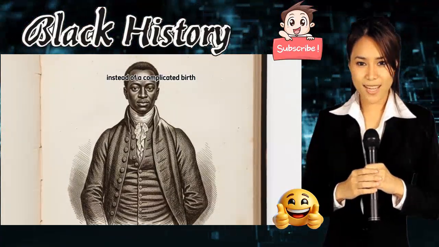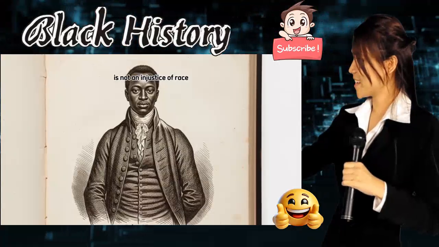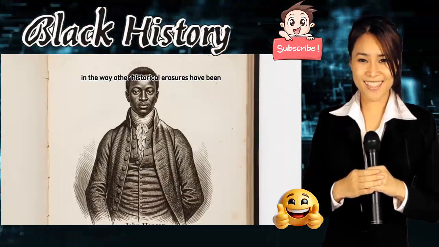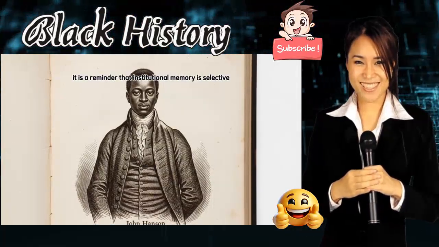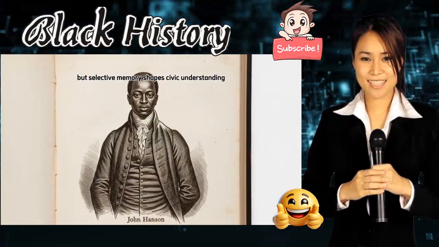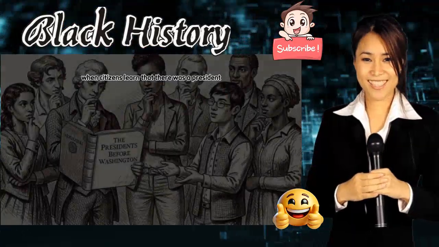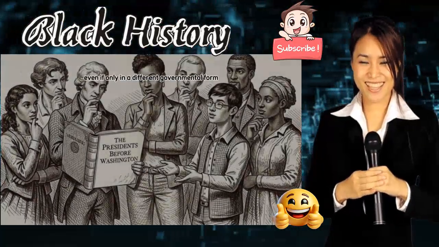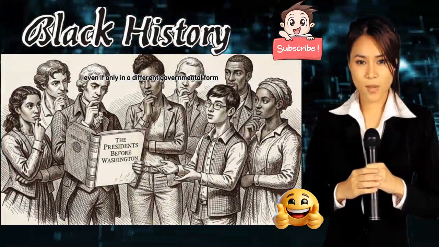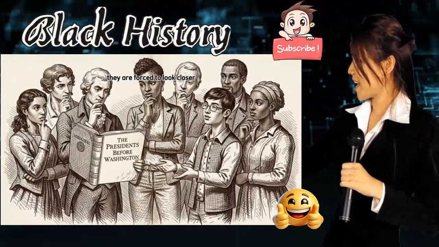In the end, the accusation embedded in this story is not that America lied about Washington. It is that America simplified itself. It presented a polished origin instead of a complicated birth. John Hanson's relative obscurity is not an injustice of race or suppression in the way other historical erasures have been. It is a reminder that institutional memory is selective, but selective memory shapes civic understanding.